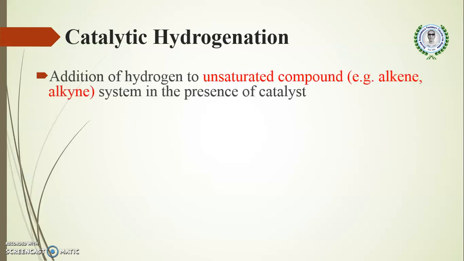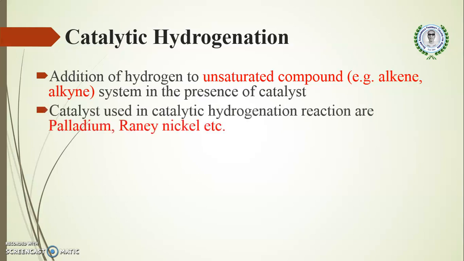Catalytic hydrogenation is the addition of hydrogen to unsaturated compounds like alkene, a carbon-carbon double bond compound, or alkyne, that is a carbon-carbon triple bond compound, in the presence of a catalyst. The catalysts used in the catalytic hydrogenation reaction are palladium, Raney nickel, etc.